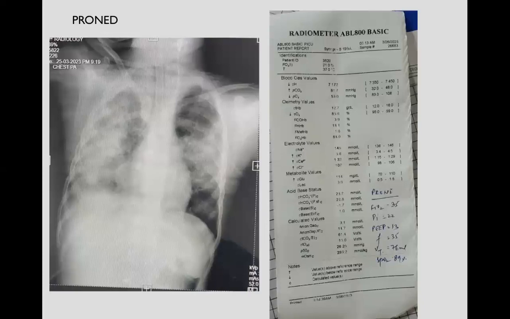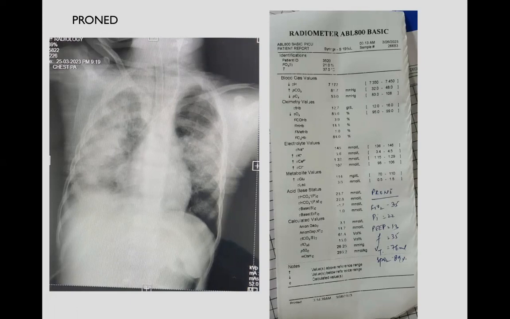So we proned our patient. This is an X-ray in the prone position. As you can see, the line is looking a bit peculiar. And this is the blood gas once the patient has been prone. pH is 7.17, PCO2 is 81, oxygen is 50. We are tolerating slightly lower oxygen saturation in this.